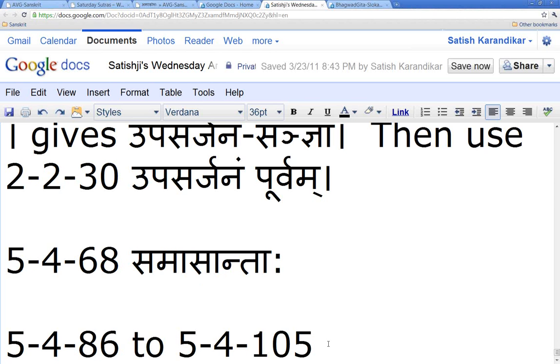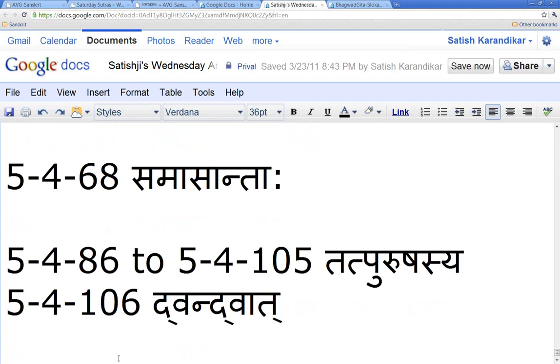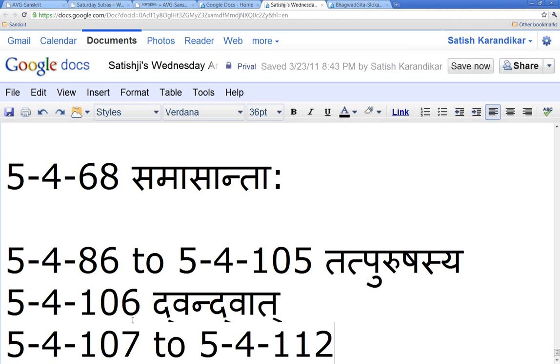So from 86, this Tatpurushasya Panini starts from here. And then I think he has only one rule, which he says the Dvandvat. So 54106, Dvandvat. And then from 54107, again not that many rules, from the Avyabhave. It's only again 6 rules I think he has. So 54 to 54112. 54112 is the one in Avyabhava compound.